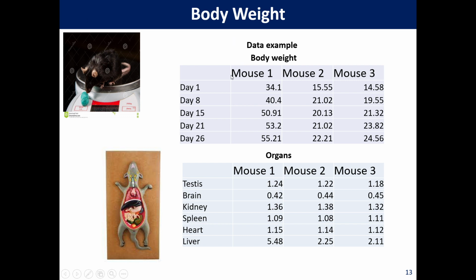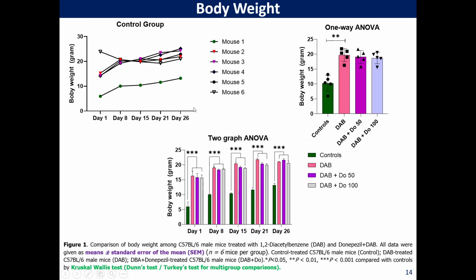So here I grow mice and I measure body weight from day 1 to day 26, and I have the organs. After that I dissect the mice and collect the organs. I have testes, brain, kidney, spleen, heart, liver, something like that. And after that I can draw a graph like that. For example, here I have the body weight of 6 mice from day 1 to day 26, and after that I use one-way ANOVA to compare body weight among the four groups here. And I also use two-way ANOVA to compare body weight among the four groups from day 1 to day 26.